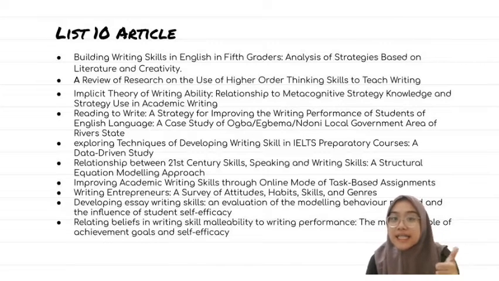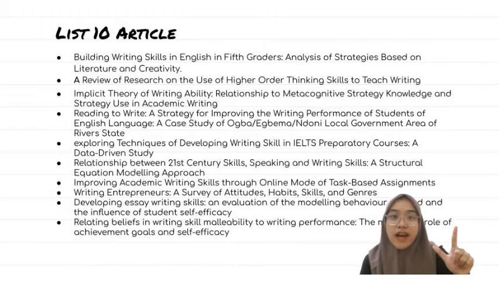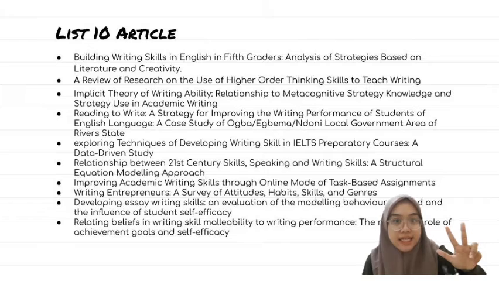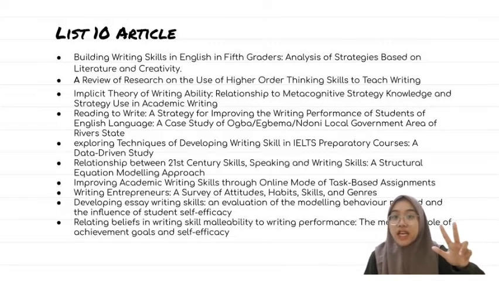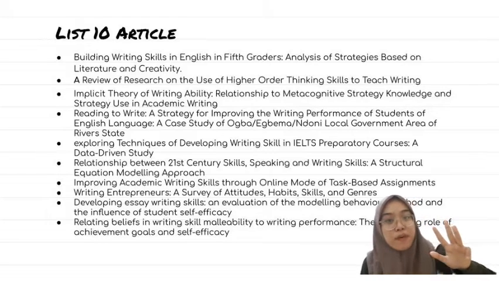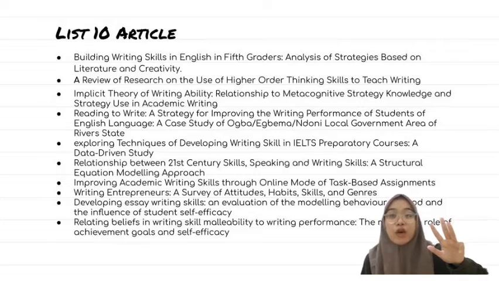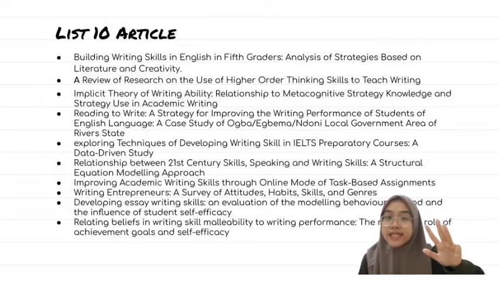The first, building writing skill in English in 5th grade, analysis of strategies based on literature and creativity. Review of research on the use of higher order thinking skill to teach writing. Implicit theory of writing ability, relationship to metacognitive strategy knowledge, and strategy used in academic writing. Reading to write, a strategy for improving the writing performance of students of English language, a case study of Ogba, Egbema, Ndoni local government area of Rivers State.